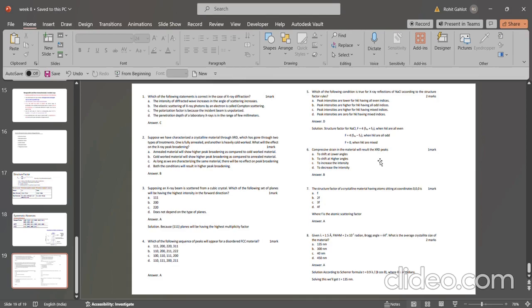get this. And then, given lambda is 1.5 angstrom, FWHM is 2 times 10 to the power minus 7, and Bragg's angle is 60 degrees. What is the average crystallite size of the material? So the Scherrer formula can be used: 0.9 times lambda by B cos theta, and theta is in radians, then you will get around 135.